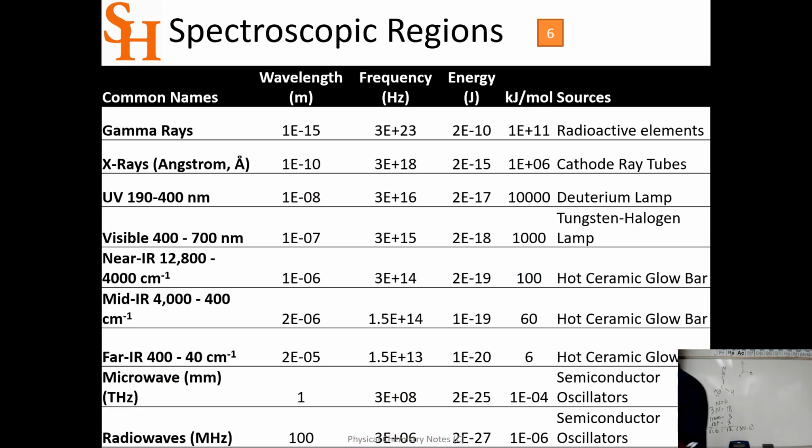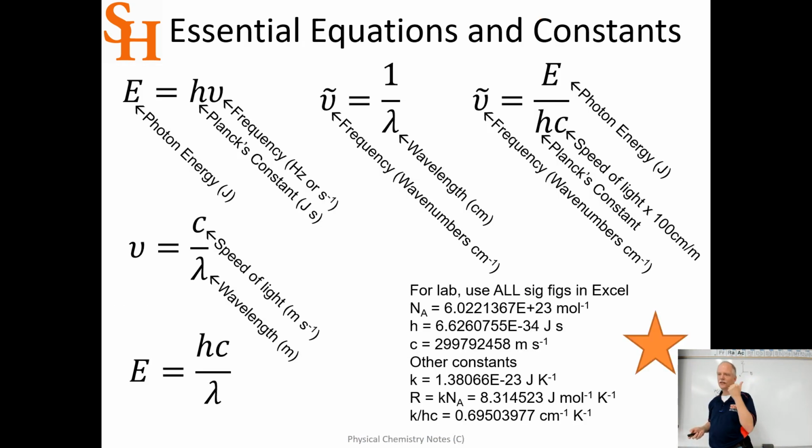So what I've just said, basically in words, is on this table, and it kind of talks about the sources. These are the essentials. You should know these equations and be able to do math with them like the back of your hand. What's new? C over lambda. Yeah, C over lambda, very good. Good job. And so here's your constants.